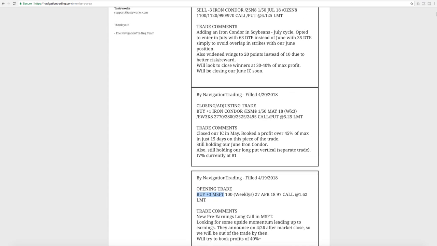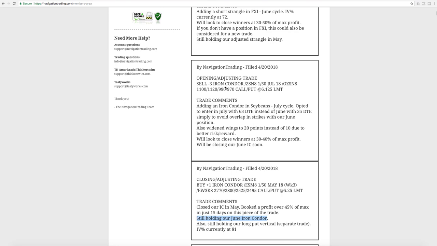Next trade was a closing adjusting trade in ES. So we closed our May Iron Condor, booked a profit over 45% of max profit in just 15 days on that piece. And then as previously discussed, we have that June Iron Condor that we put on earlier in the day.